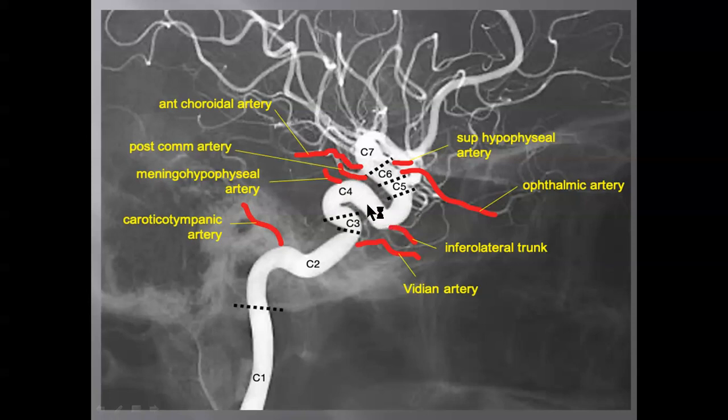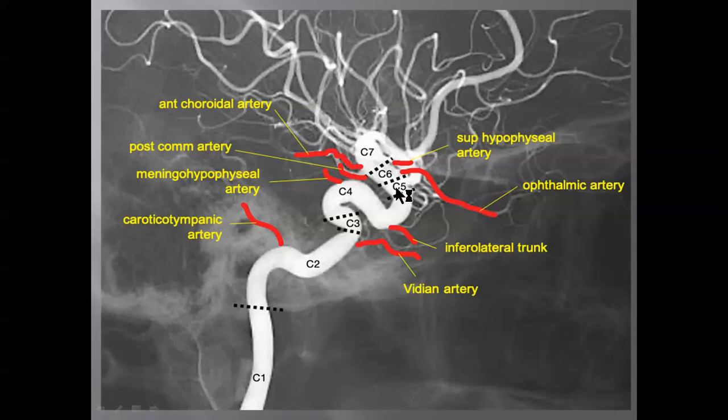Then we have the C4. This is our cavernous part. In the cavernous part, we have the main two trunks, the meningohypophyseal trunk, which gives the main branch, the meningohypophyseal artery, and we have the infralateral trunk over here. So two arteries from the cavernous segment, two from the C2 segment. So it's simple to remember. C1, no branch. C2, two branches. C3, no branch. C4, two branches.